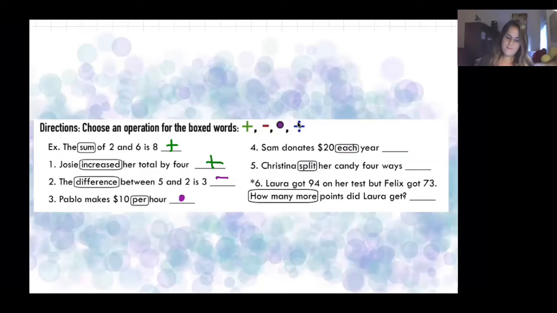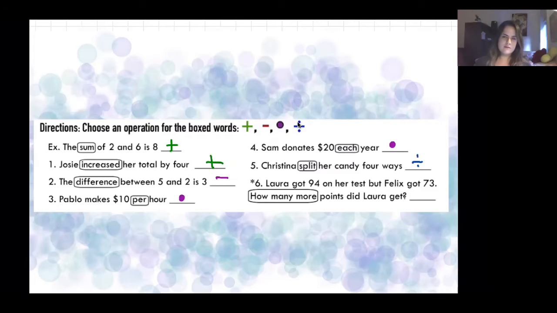Look at number 4. Sam donates $20 each year. What operation goes with each? Again, that would be multiplication. Each and per are the same thing. Number 5. Christina split her candy 4 ways. What operation goes with split? That would be division.